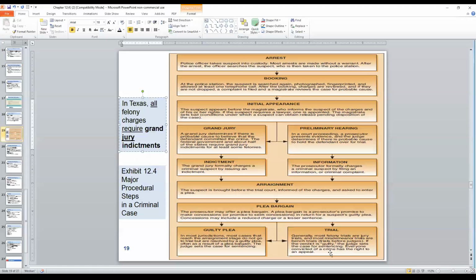Everyone who's convicted of a crime has the right to appeal, and they are entitled to representation of counsel for that first round of appeals.